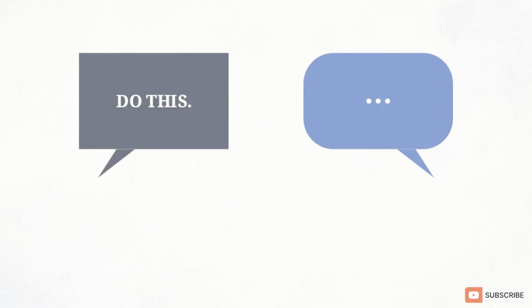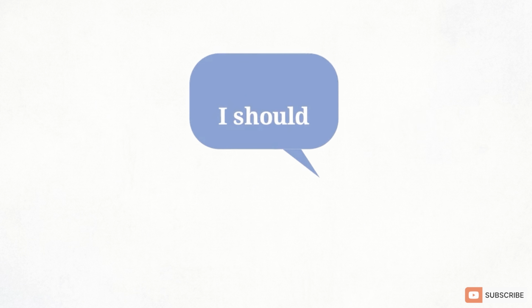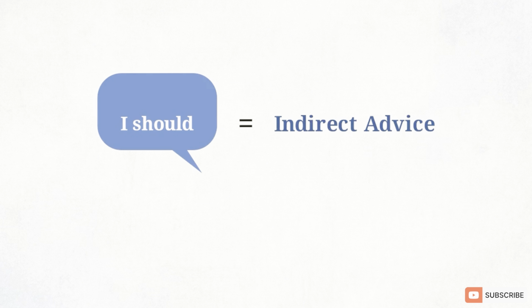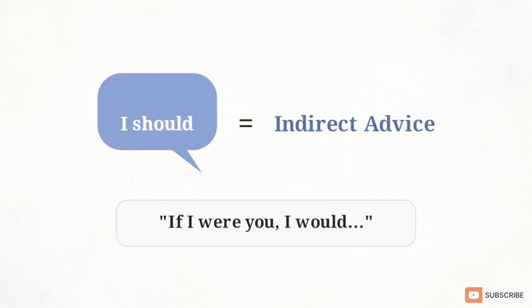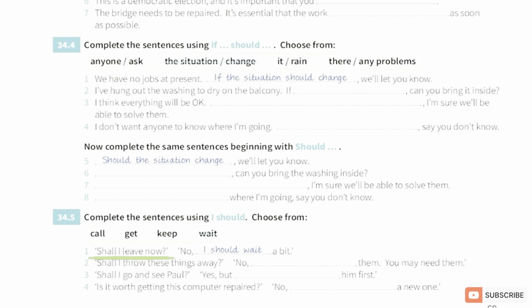The final usage is a shift in conversational tone. In Section F, I should functions as a polite, indirect way to say, if I were you, I would. Look at the response in exercise 34.5. When asked, shall I leave now? The reply, no, I should wait a bit, offers advice without the harshness of a direct command. It suggests a course of action through a personal reflection.